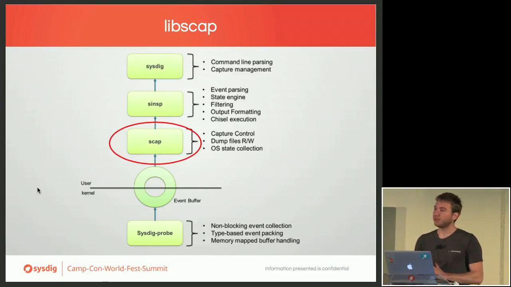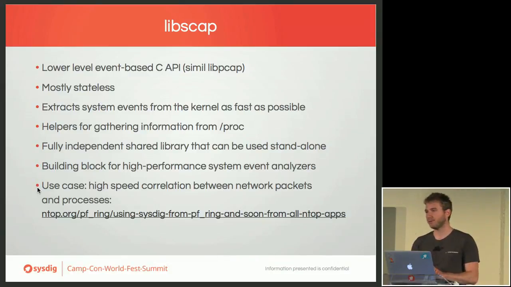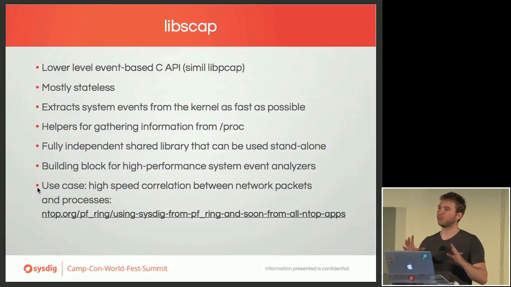The next library that you can tap into, and we get even more advanced, is essentially libscap, that stands for lib system capture. Libscap is a much lower level C API that is very similar to libpcap if you've ever done low-level network programming. It's mostly stateless, and its whole purpose is just getting the events from the kernel as fast as possible and feeding them to user space. So it has no state whatsoever. And because of that, it's very high performance.